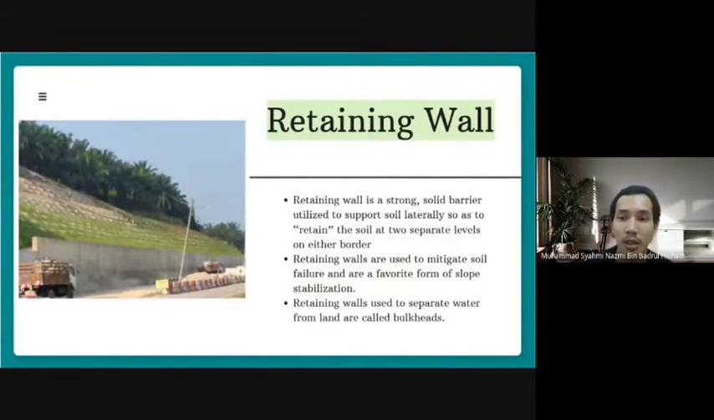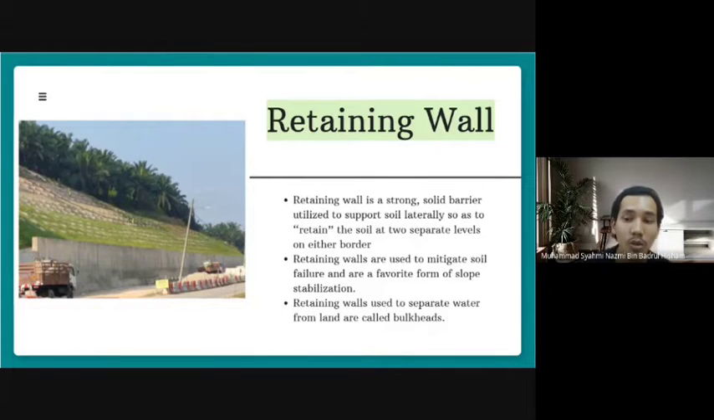Okay, next is retaining wall. Retaining wall is a strong solid barrier utilized to support soil laterally so as to retain the soil at two separate levels at the border. We can see in the picture there are two levels of slope. Other than that, retaining walls are used to mitigate soil failure and are a favorite form of slope stabilization.